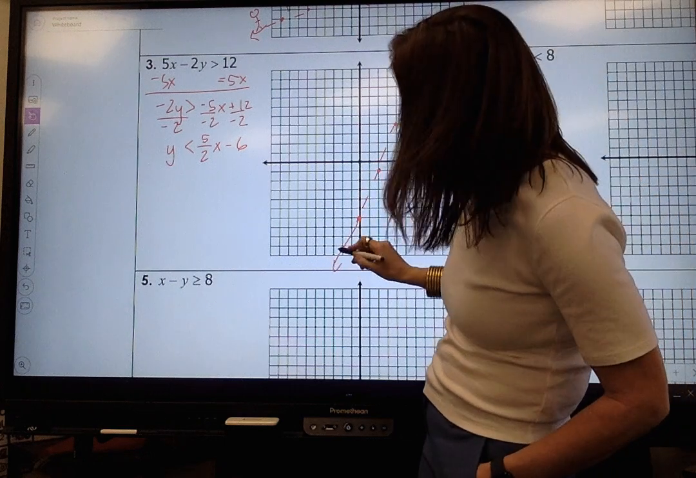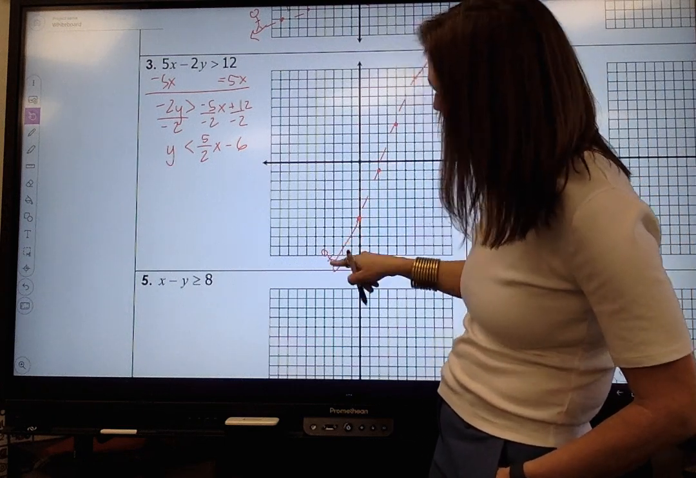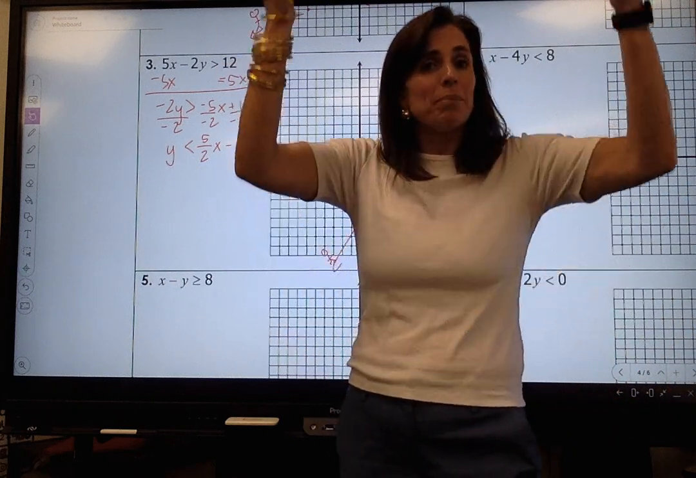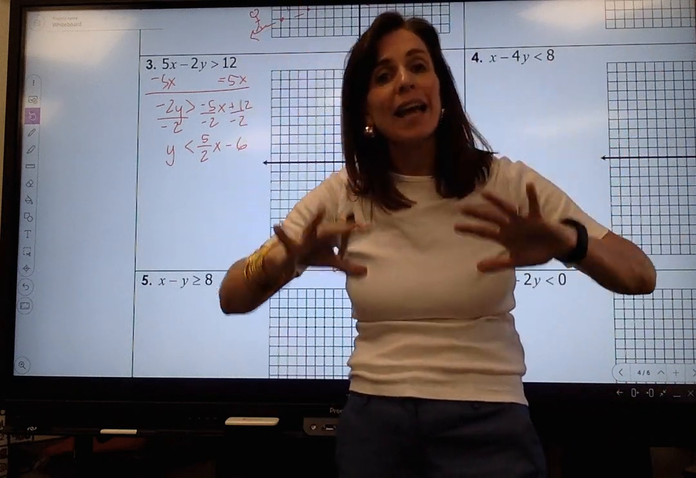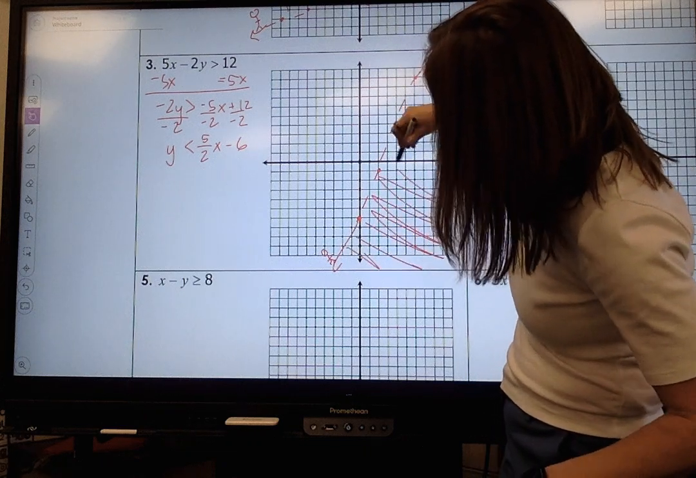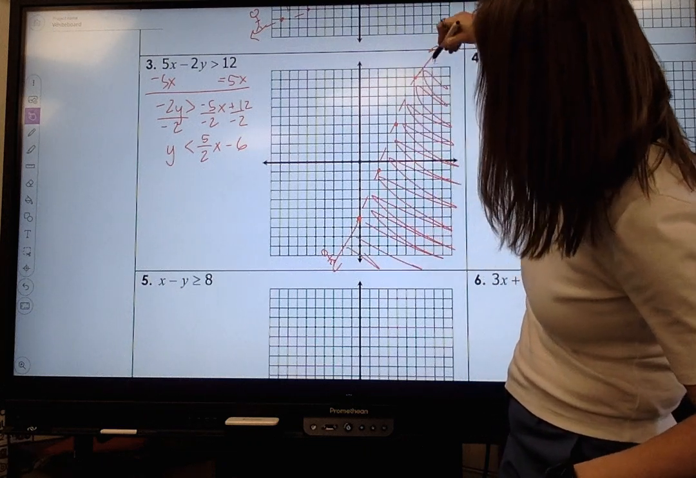I'm going to add my skier. Remember, he skis left to right. So there he is. And this is y is less than. So I'm not going to shade above him to the sky. I'm shading less than the skier, below the skier. So now all these points here are shaded.